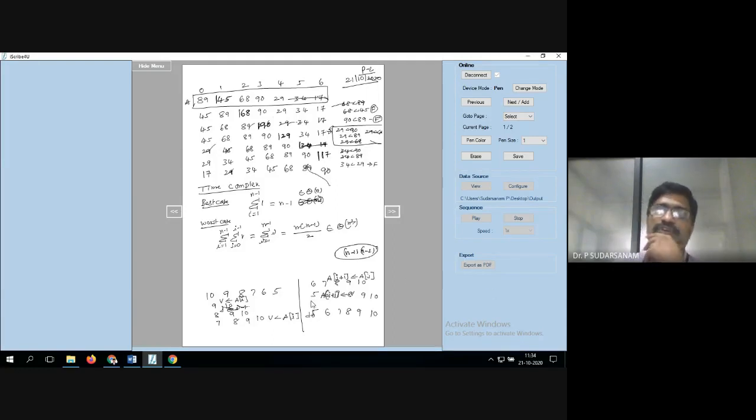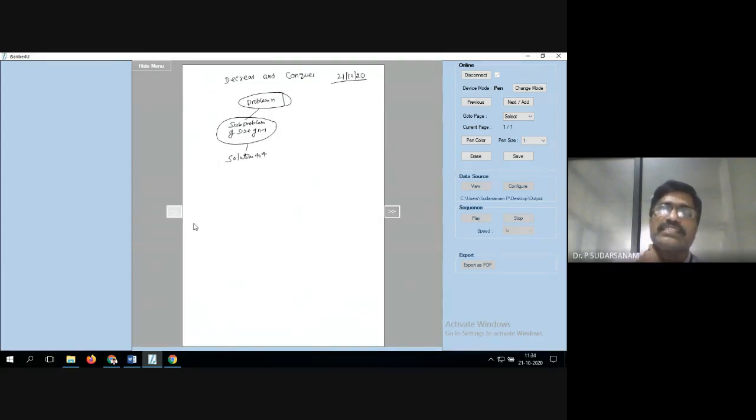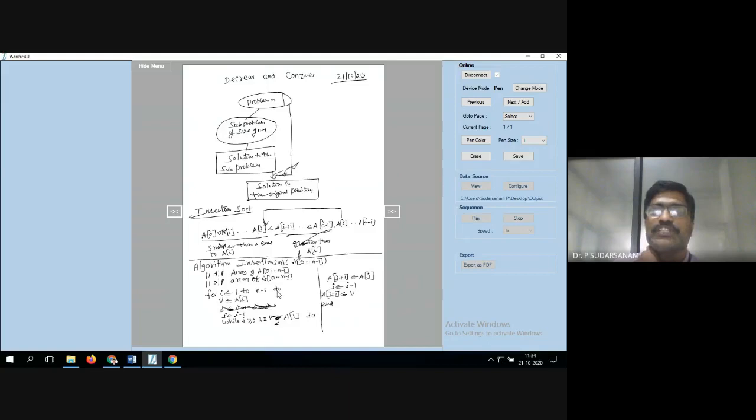The worst case is nothing but when the elements are in descending order. That's what they will ask you in the examination. When there is no transferring of the elements, when there is no swapping of the elements, in that case only the first loop will be executing. Are you getting what I'm saying? There is no swapping, which means this statement will not be executed at all.